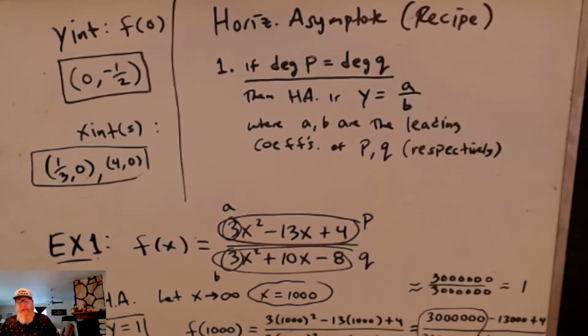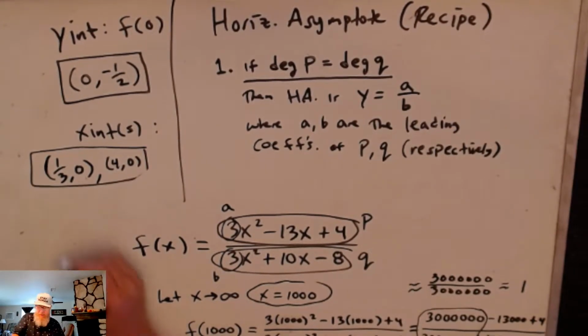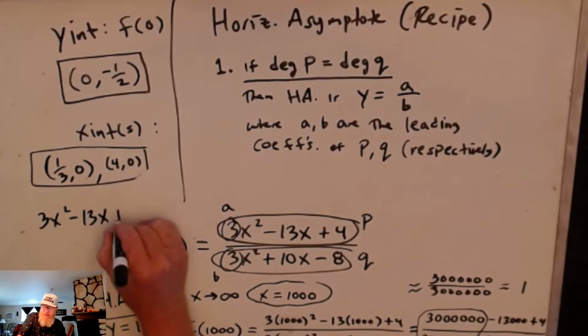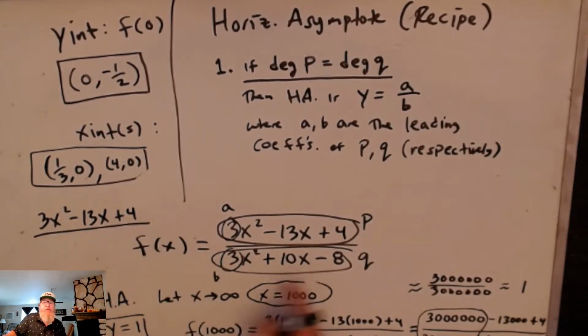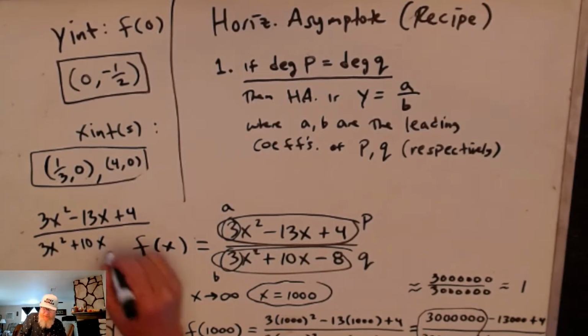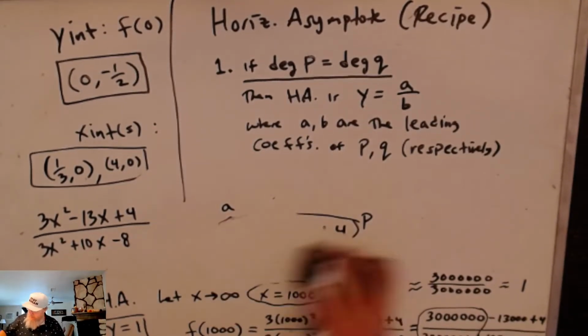I'm going to need to write this equation over here so I don't lose it. 3x squared minus 13x plus 4. I have to erase this temporarily. 3x squared plus 10x, where I wish I had a larger board. We're going to need a bigger board. All right.